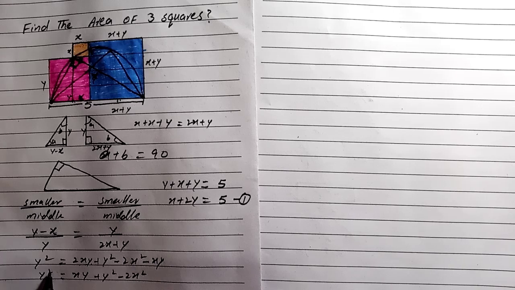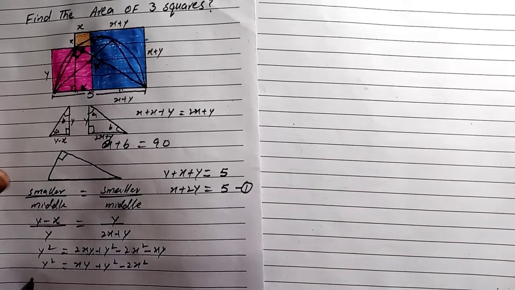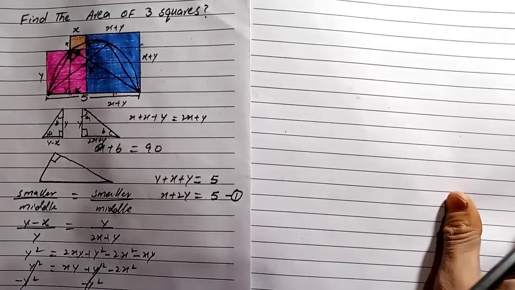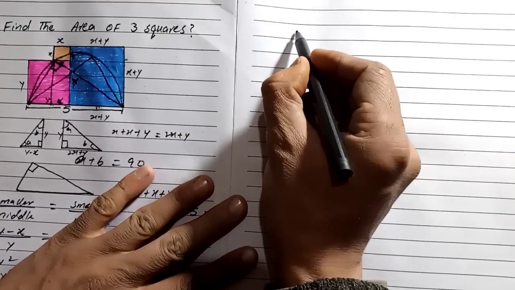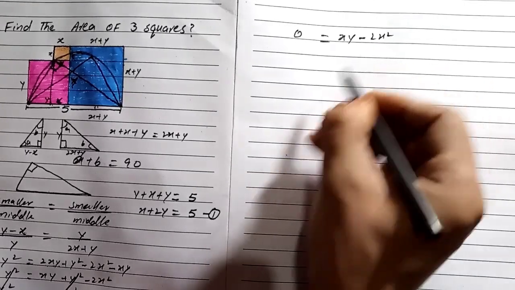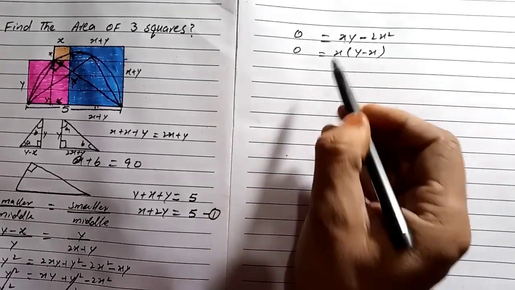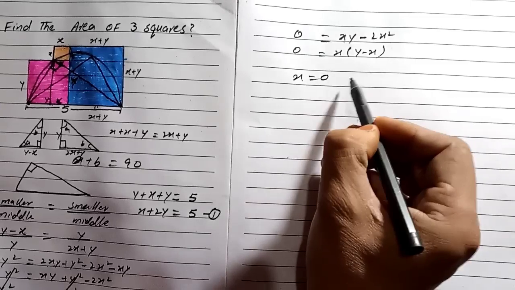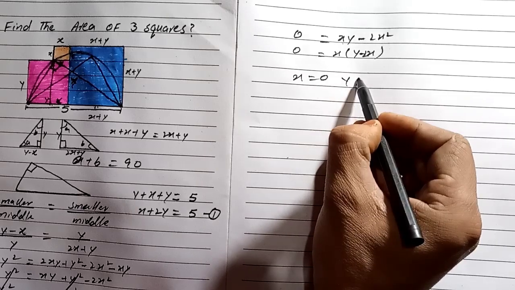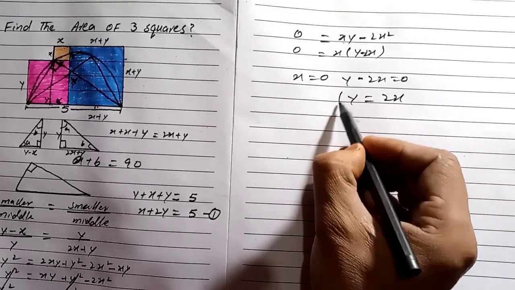This is a y square, and this is also y square. We can subtract y square on both sides, so these two cancel and these two terms cancel, and we get the left hand side, which is 0, equal to the right hand side, xy minus 2x square. If we take x common, we get x times y minus 2x, which is equal to 0. So x is equal to 0, or y minus 2x is equal to 0, and y is equal to 2x.